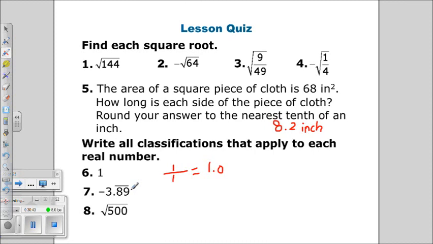But what about the square root of 500? It's only irrational. We cannot say that it is a whole number. We cannot say integer. We cannot say natural number. We cannot even say terminating decimal.